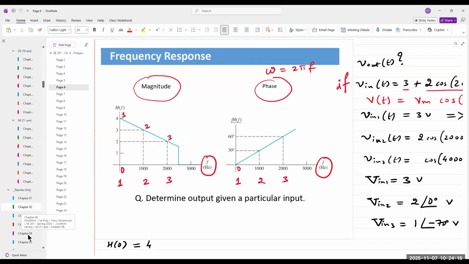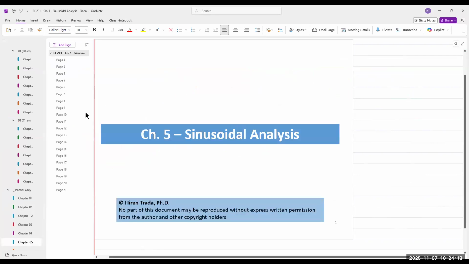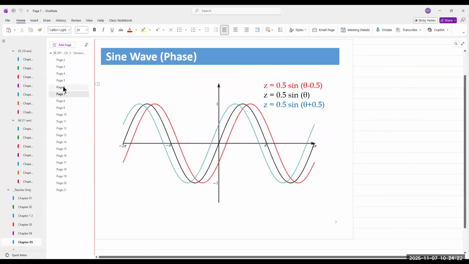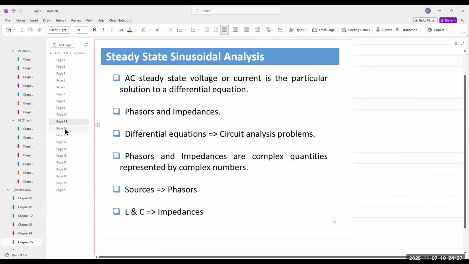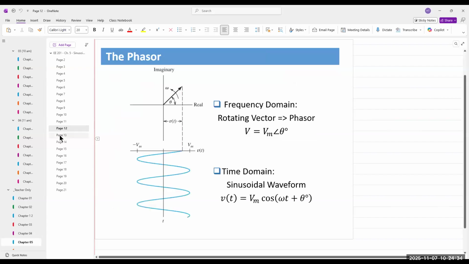Let's see, chapter 5. And are you also taking the lab? How many labs have you completed so far in your class? So 7 and 8 are remaining. Okay. So let me just talk about that also.